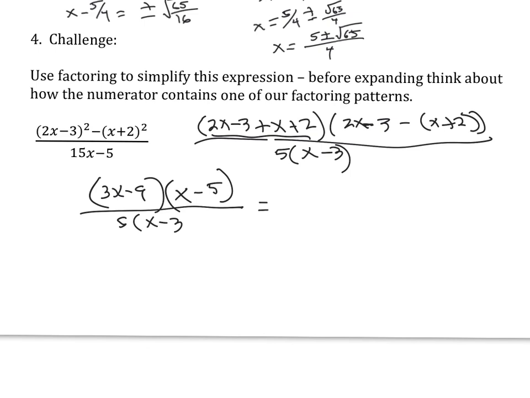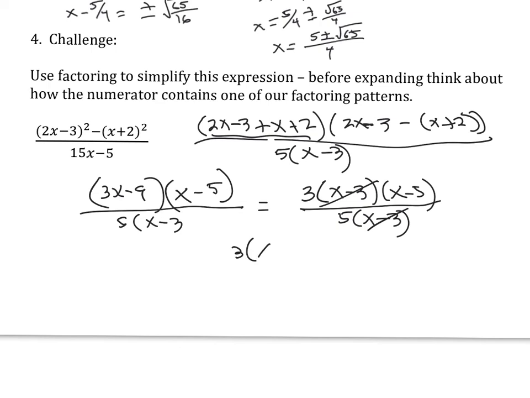Well, this top term, this 3x minus 9, can be further factored to 3 times x minus 3 times x minus 5 over 5 times x minus 3. We can see that our x minus 3 cancels out. We end up with 3 times x minus 5 over 5 as our final simplification of this. Okay, we're done.